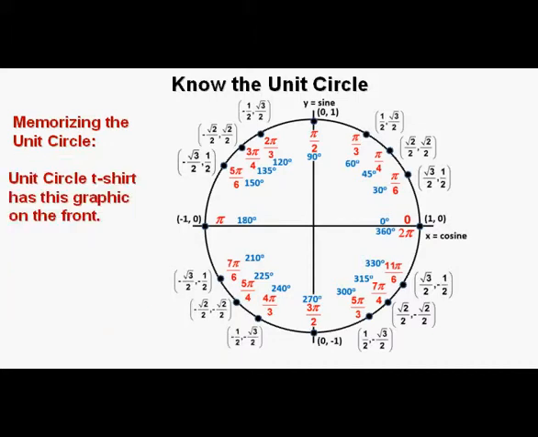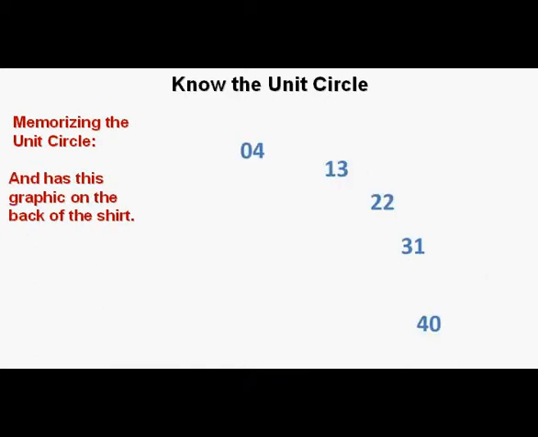I have a unit circle t-shirt that has this exact graphic of the unit circle in the front of the t-shirt, and has this graphic on the back of the t-shirt with these 5 numbers, 0, 4, 13, 22, 31, and 40 going from upper left to lower right.